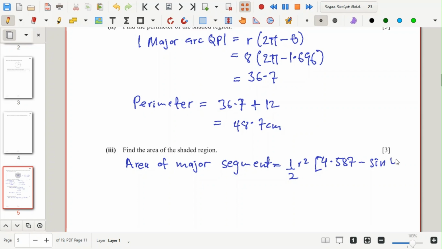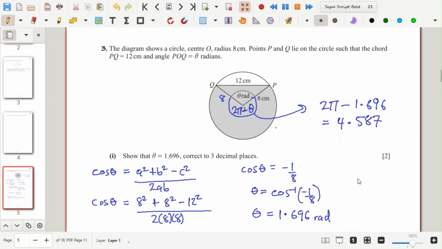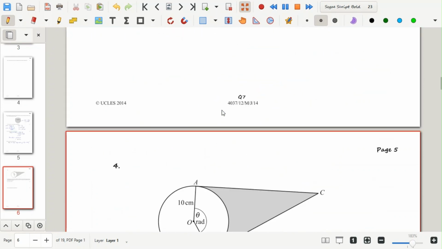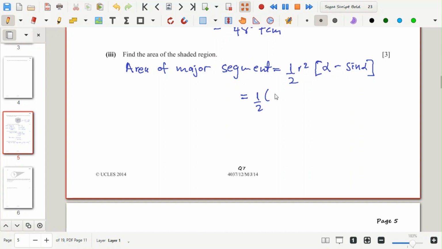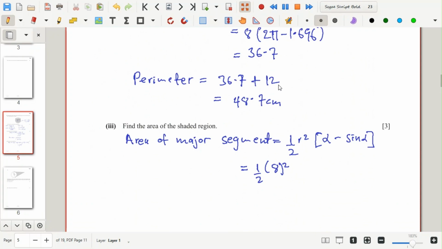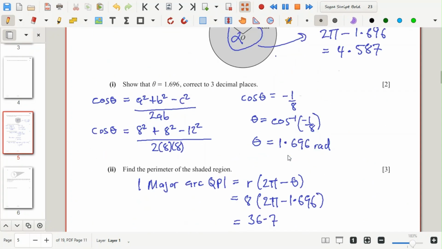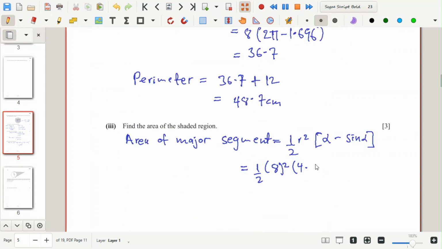Minus sine of the angle. Okay, before you get there, let me just write the formula first. Here the alpha is the whole angle here. Are you okay? So this is going to give me 1 over 2. Our radius is what? 8, right? Yeah, it's 8. The angle is, you said the angle is 4.587. 4.587 minus sine of 4.587. Okay, now let's solve this and see.